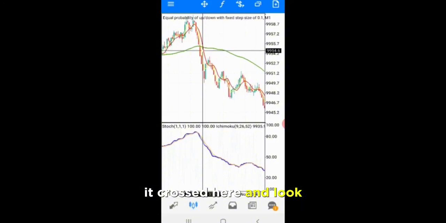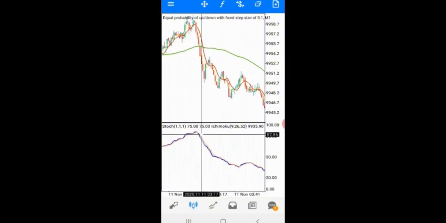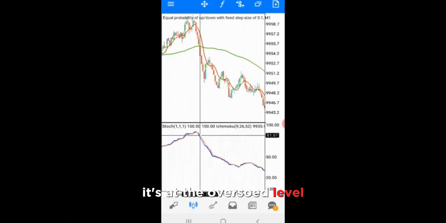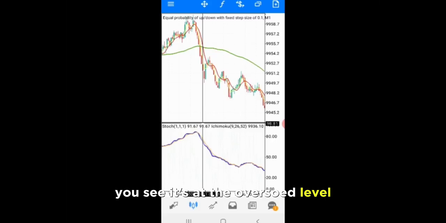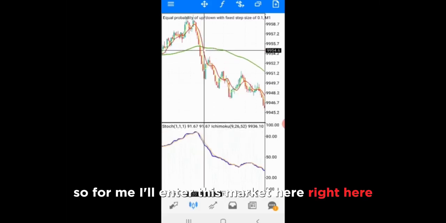It crossed here, and look, it's at the oversold level. Do we see it? It's at the oversold level. So for me, I'll enter this market here, right here.